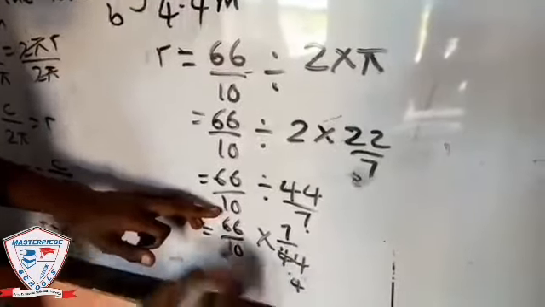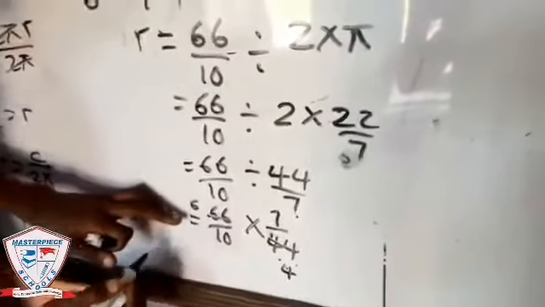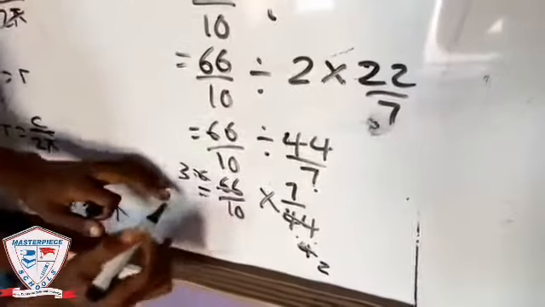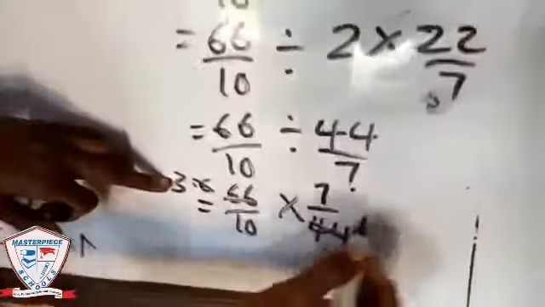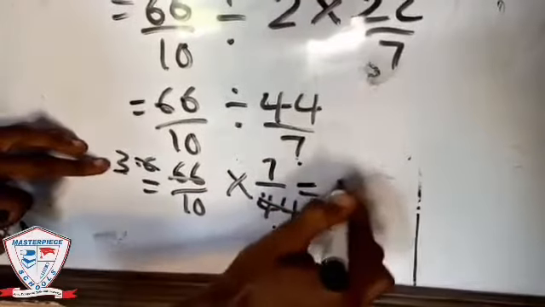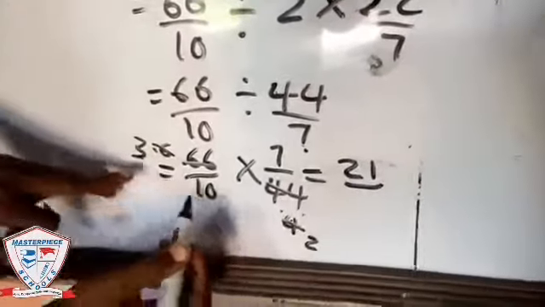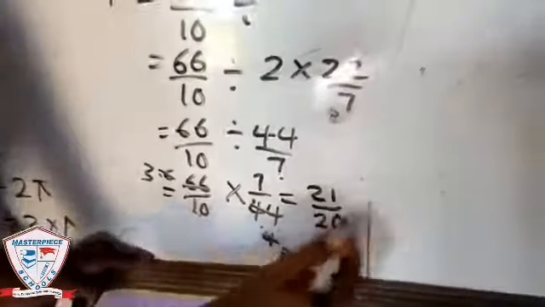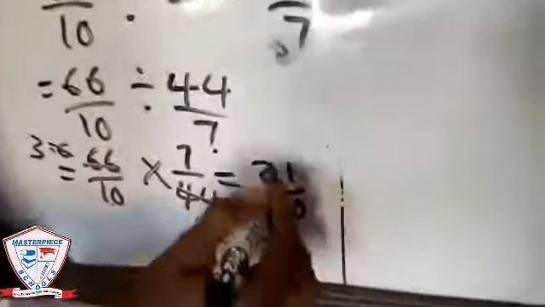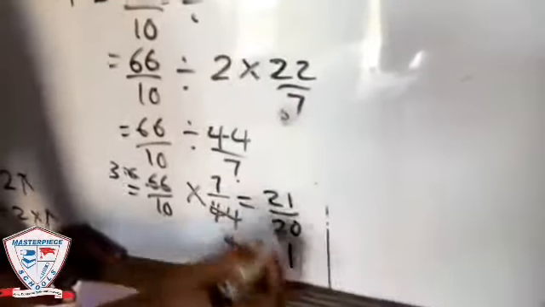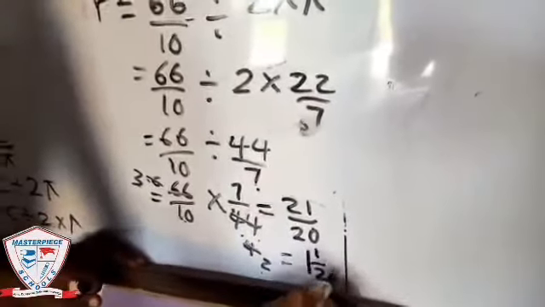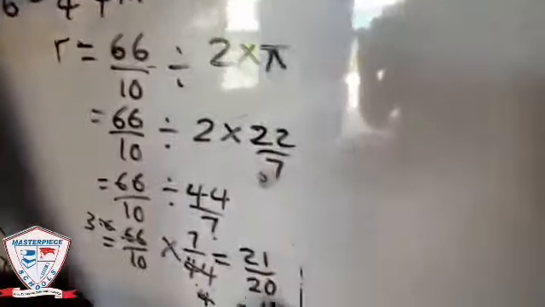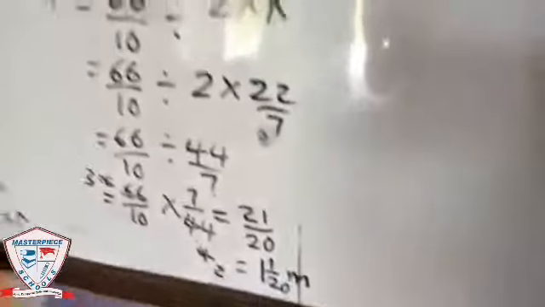Divide now. 11 in 44 is 4, while 11 in 66 gives you 6. Then 2 in 4 is 2, and 2 in 6 is 3. So what you have at the top now is 3 times 7, which is 21. Over 10 times 2, which is 20. How many 20 in 21? That's 1, remainder 1 over 20. Our unit is meter. So 1 and 1 over 20 meters. That's your answer.